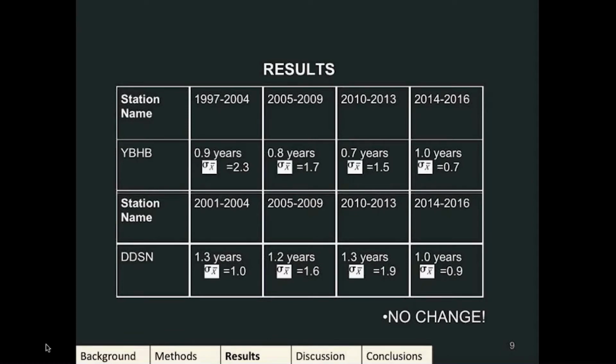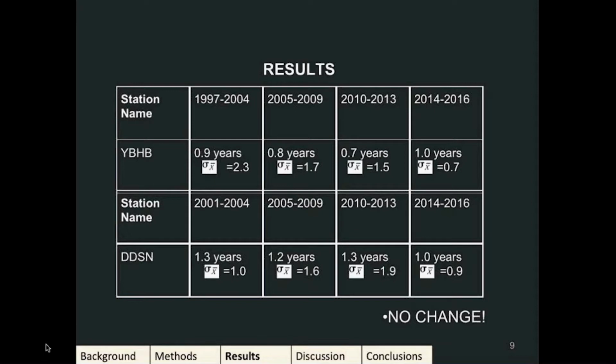Okay, so our results showed that the recurrence rate did not actually change. For each event for YBHB, the recurrence for ETS was 0.9 years. It went to 0.8 years, to 0.7, to 1. So there wasn't really that much of a change. And everything here has a standard error of 2 years. For DDSN, it was the same thing. There was not really a change.